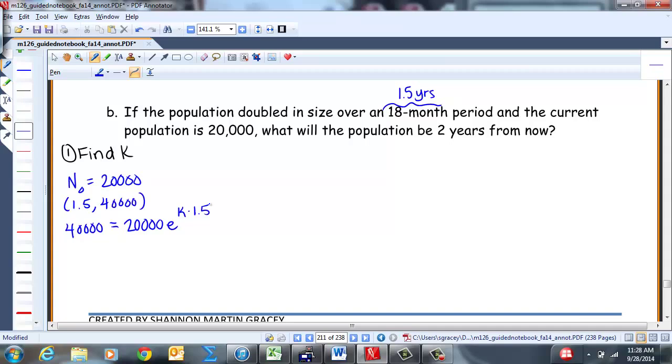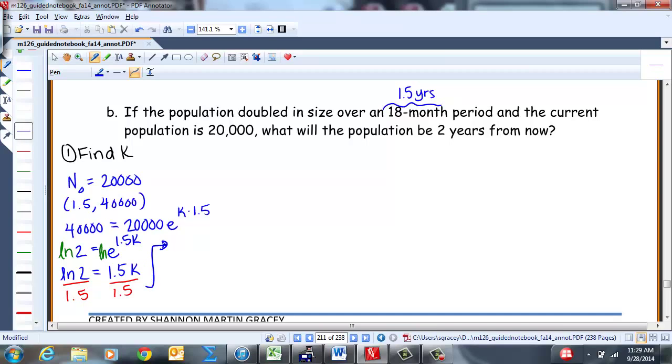Good. Dividing both sides by 20,000, we'll get 2 is equal to e to the 1.5 times k. Now, let's evaluate the natural log of both sides, and we'll get natural log of 2 is equal to 1.5 times k. So we're evaluating the natural log of the natural exponential function, so that will just bring that exponent down. Now what do we need to do? Perfect. Divide both sides by 1.5 to isolate the k.